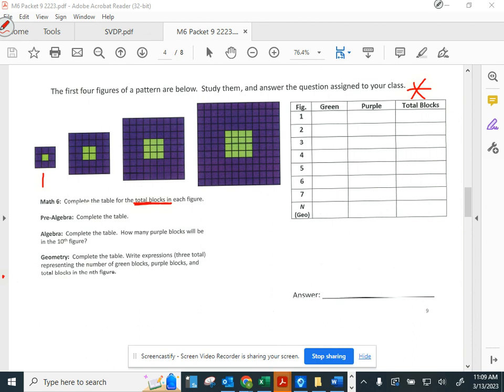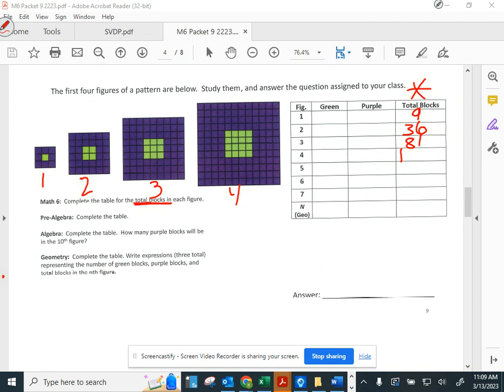Anybody? 9. How many blocks are in figure 2? 36. How many blocks are in figure 3? 81. And how many blocks are in figure 4? 26. What? Nope. Hold on.